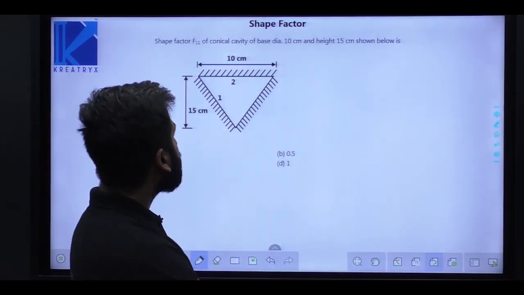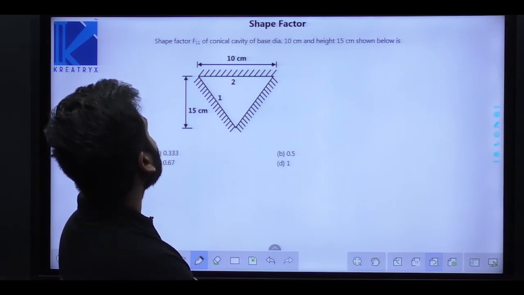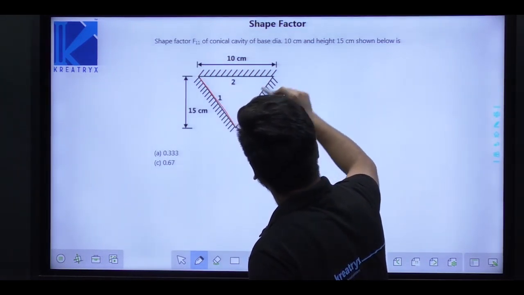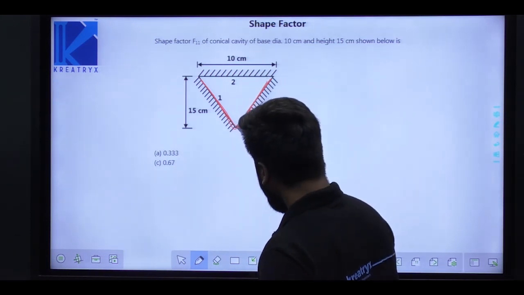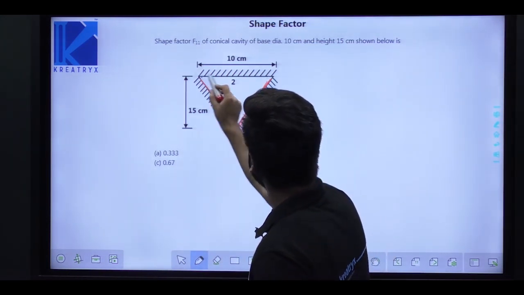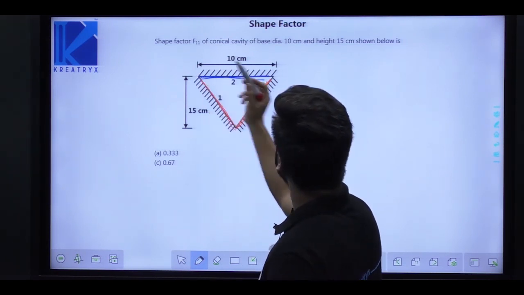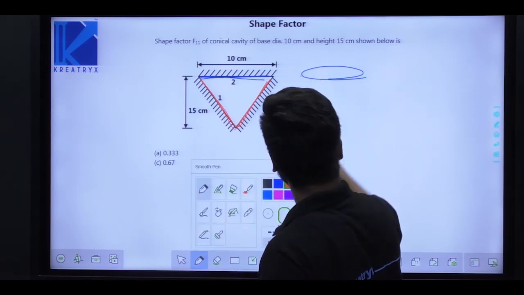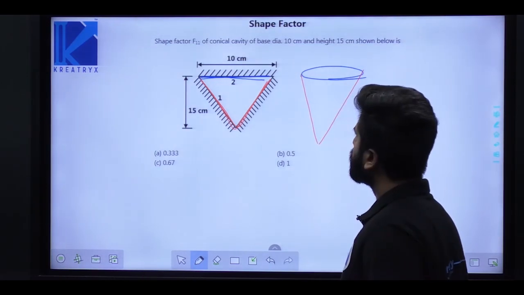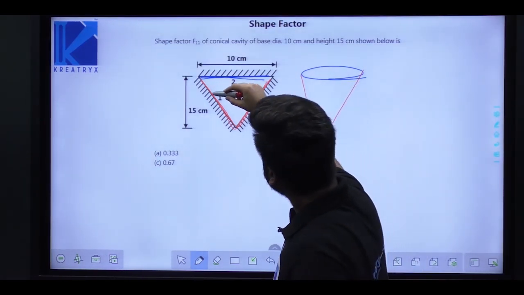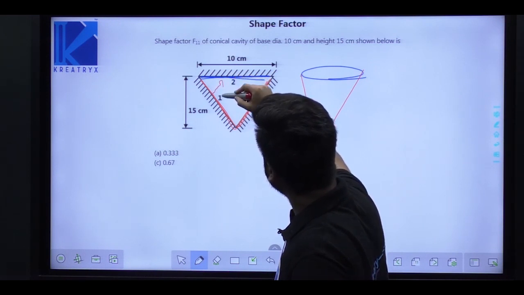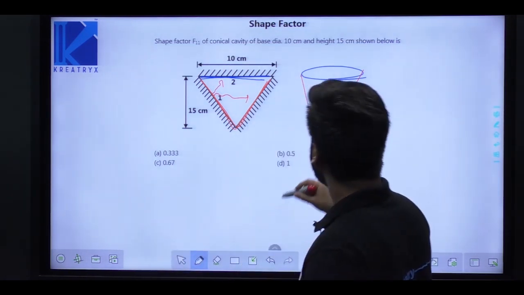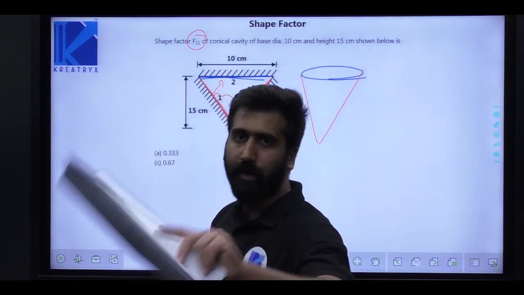Next is again based on shape factor. You have to find the shape factor F11. See this question. This hole is the surface 1, and this is surface 2, which is the circular base. Can you see that a fraction of radiation energy goes from 1 to 2, and from 1 it also falls back on 1? That is why F11 will not be 0 in this case.